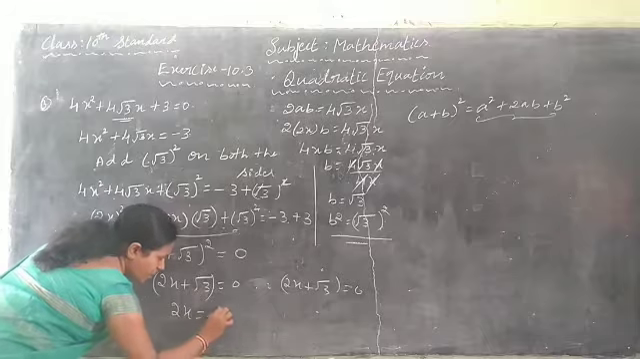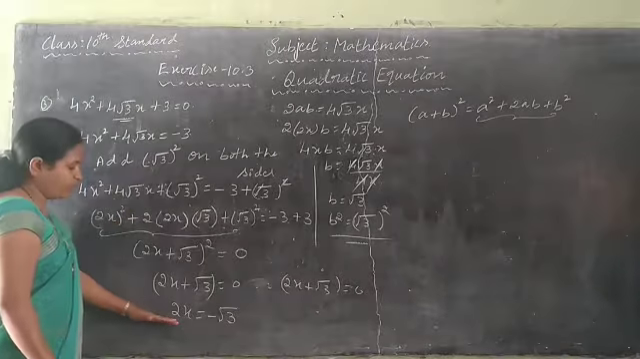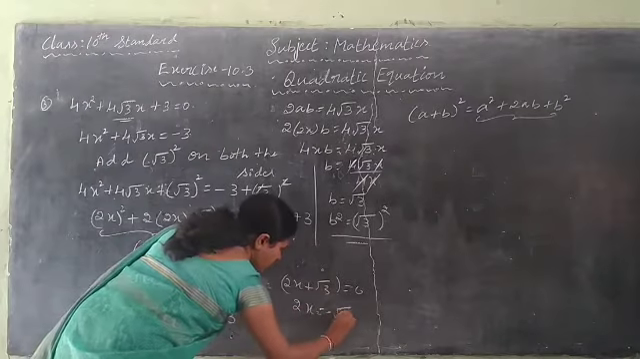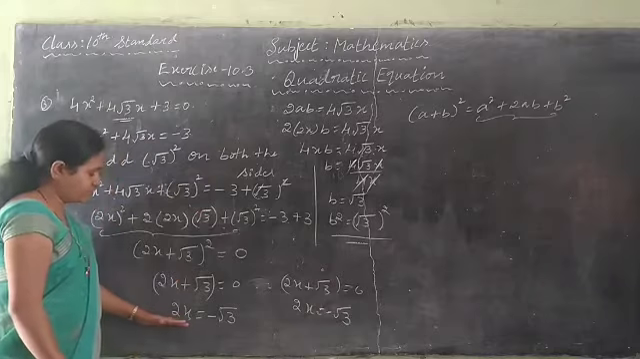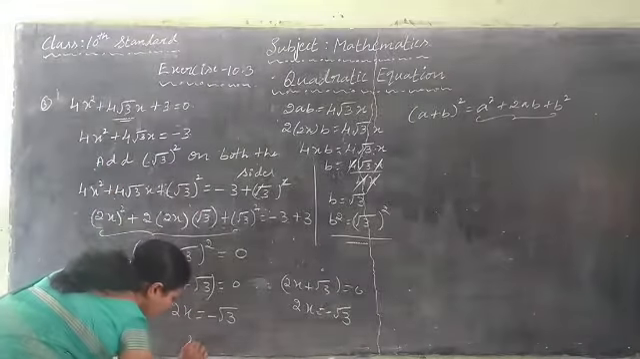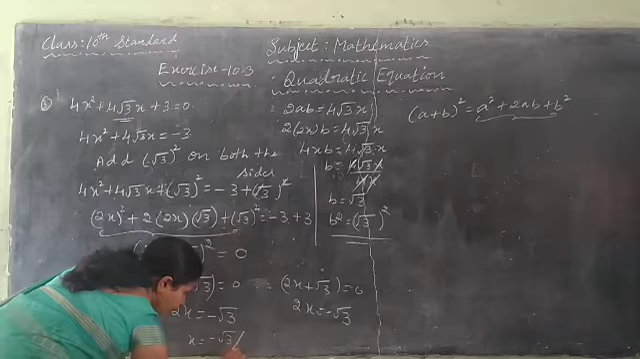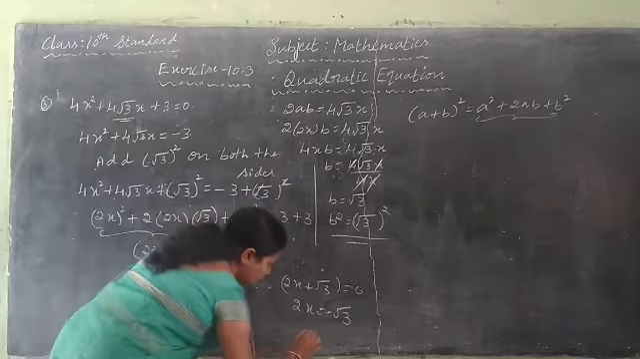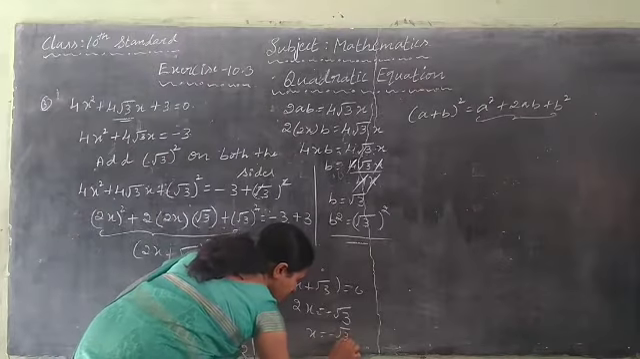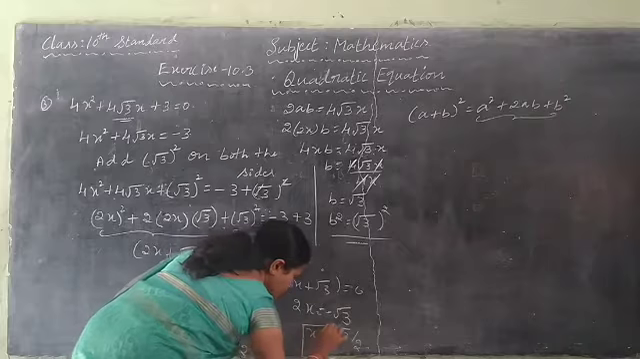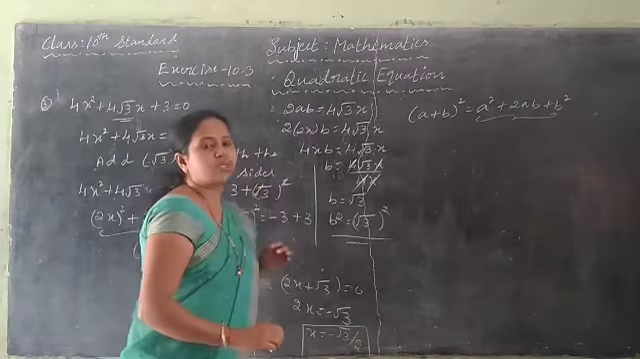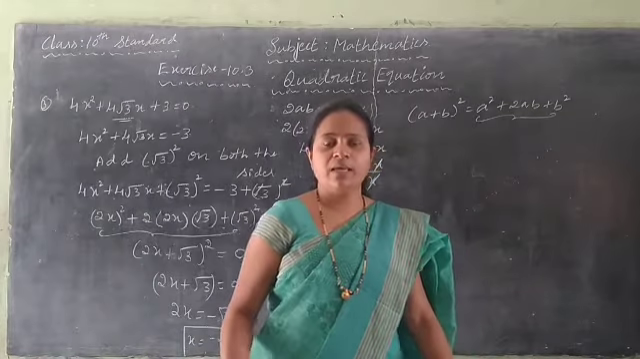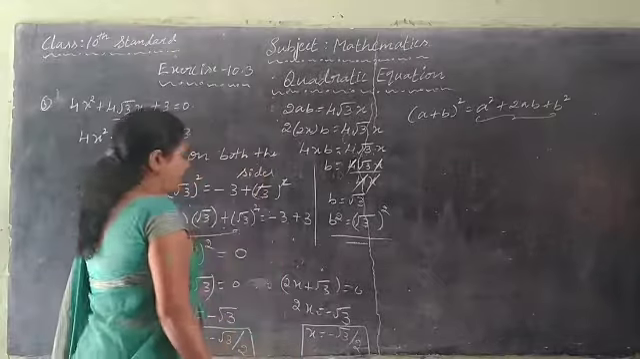Then transfer root 3 to the right hand side, children. 2x is equal to minus root 3. Here also 2x is equal to minus root 3. Right. Then transfer 2 to the right hand side. x is equal to minus root 3 by 2. This is one of the roots, children. In the same way here also x is equal to minus root 3 by 2. So the two roots of the equation are x is equal to minus root 3 by 2 and also x is equal to minus root 3 by 2.